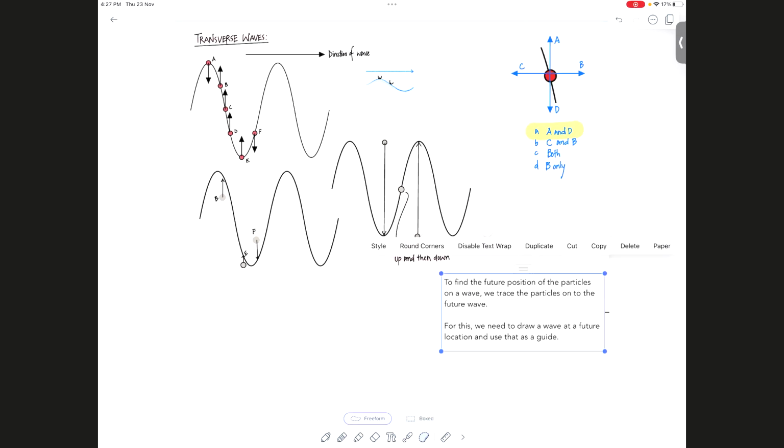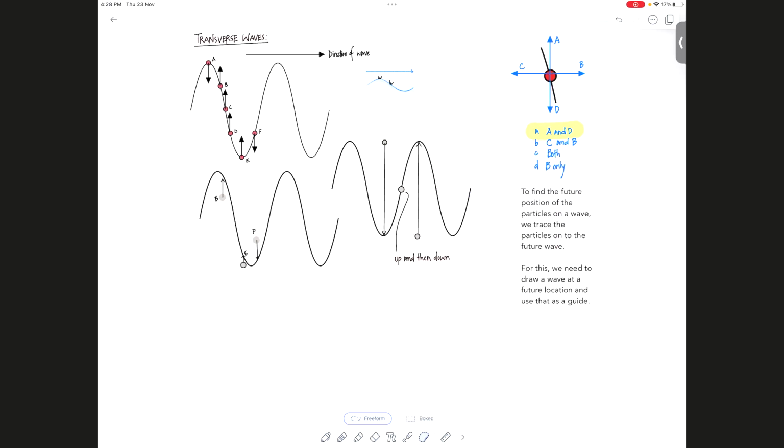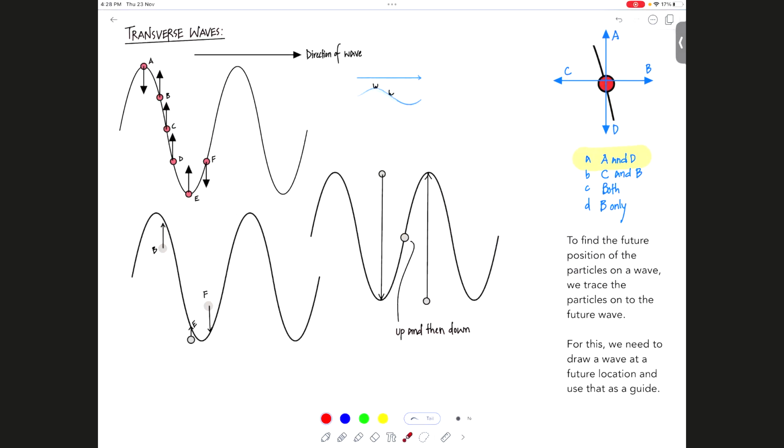Right, so copy the diagram, I'll explain this again once more. So what you have here is a transverse wave that's moving forwards, and you need to know which way the particles are moving, right? So basically that's the idea.